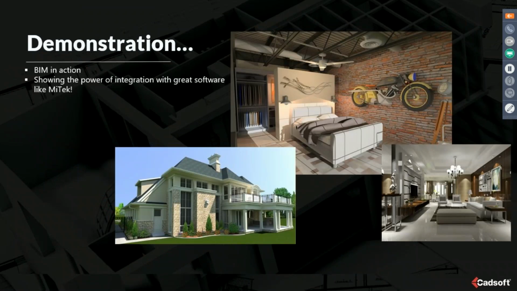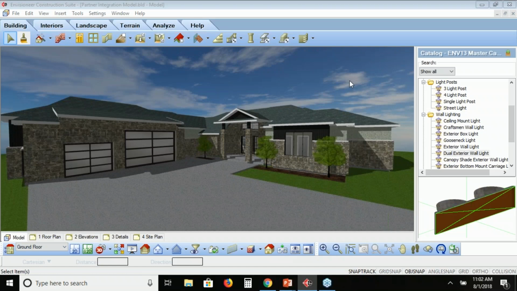So we're going to give you a demonstration showing you the Envisioneer model, what we do to export it out to MiTek, and then I'm going to shift controls so that you can see the information that we're going to relay over to MiTek and how that information is passed. So I'm just going to get into my Envisioneer. There we are. So this is the model that we're going to be using today and that we're going to be passing over into MiTek.